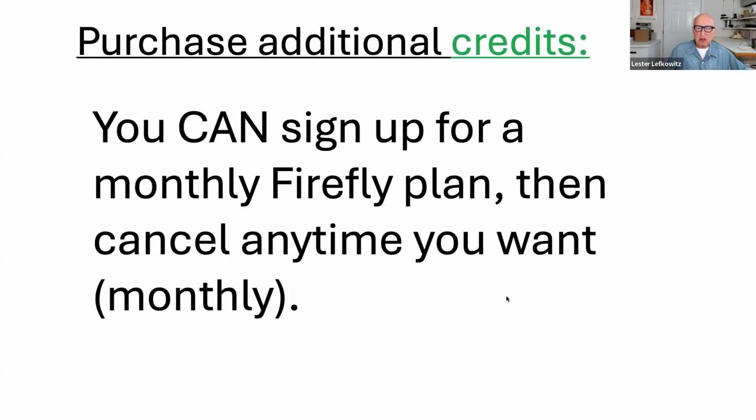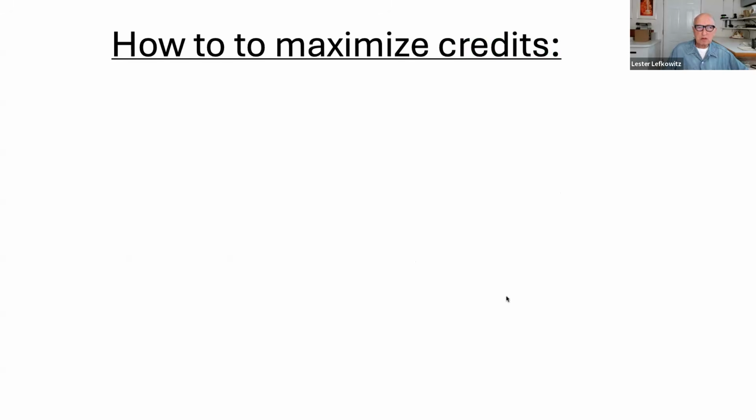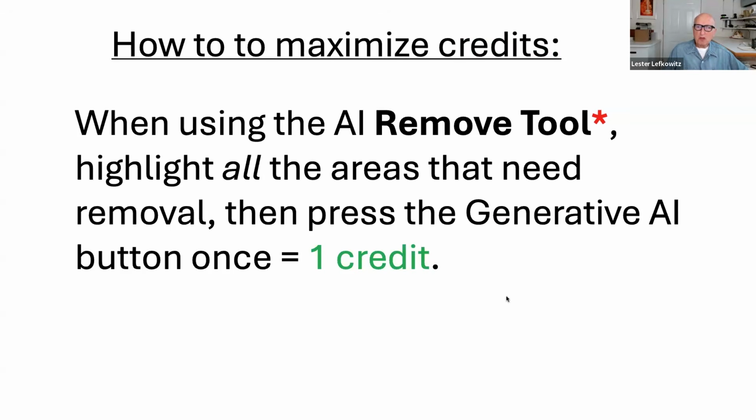Now, it's a suggestion. It's how to maximize credits, right? When you use the AI remove tool, which right now is free, but it probably will not be free, instead of doing an area and then say AI remove, doing an area and click, what you should do is click all the areas, define all the areas that need fixing, and then press generative AI once, so that it only uses 1 credit. Now, that'll take a lot longer, but it only costs 1 credit instead of 10 or 15 credits when you very often work on different parts of a picture. So that's a hint that could save you a lot of money.